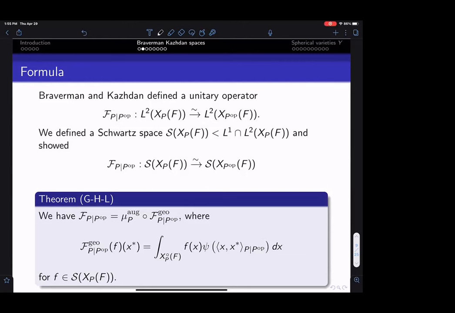What's even more, we can break down the Fourier transform into geometric parts and twist it by some normalizing operators. Here aug stands for augmentation. By geometry, I refer to the one that I promised to show you: you take a Schwartz function and integrate against an additive character with a certain pairing. This looks exactly like what one would expect to see in a Fourier transform. But for this operator to coincide with Braverman and Kazhdan's work, you need certain normalizing factors.